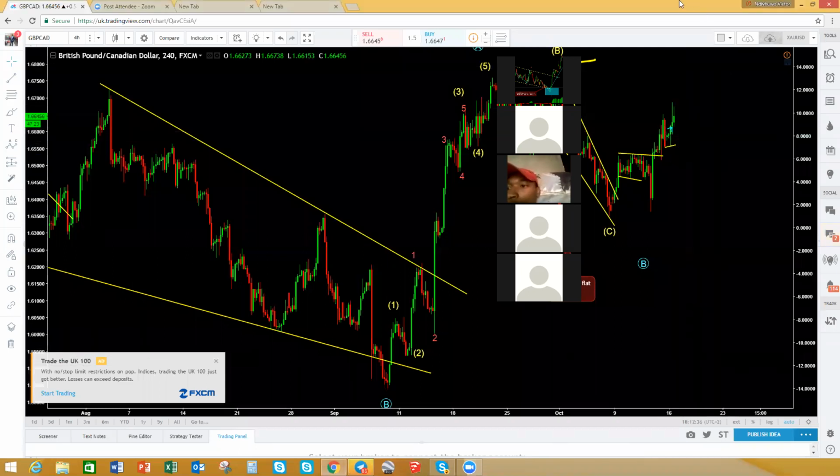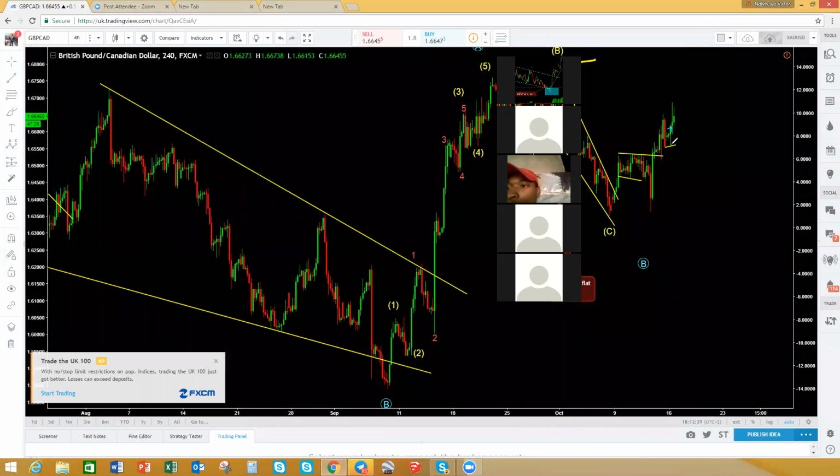This morning I actually thought, okay, we're already in this trade. I thought it was going to come down here, give us this 1, 2, 3, and then carry on to the upside. But it didn't do that. It just went. But it doesn't matter because we're already in the trade.